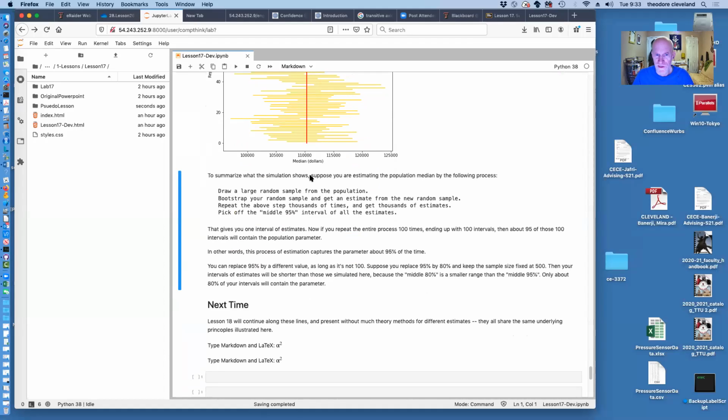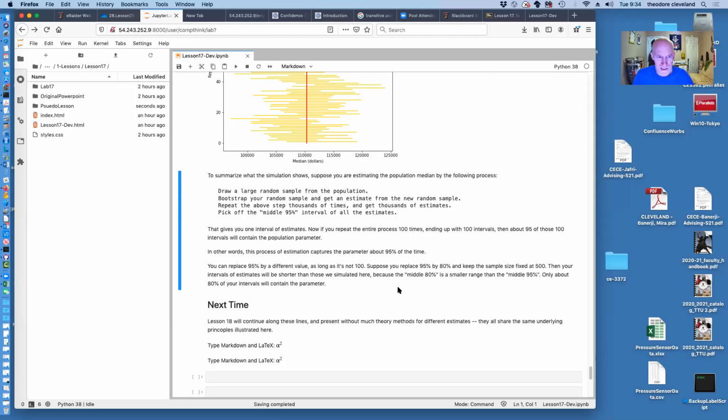To summarize what we've just shown, suppose we're estimating the population median by the following process. Draw a sample from the population, bootstrap it, repeat the bootstrap thousands of times to get thousands of estimates, and pick off the middle 95% of all the estimates. That gives you one interval estimate. Now, if you repeat it 100 times, then about 95 of those 100 intervals will contain the population parameter. In other words, the process of estimation captures the parameter about 95% of the time. You can replace the 95 by a different value, so long as it's not 100.